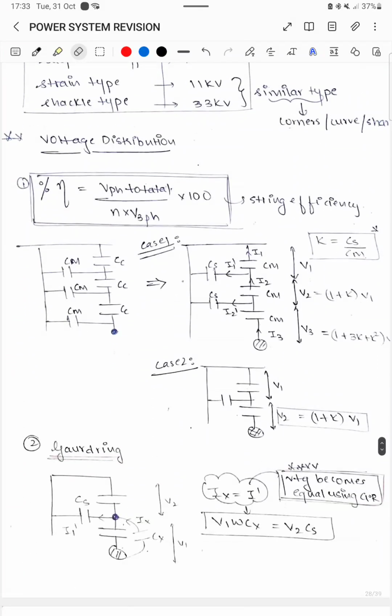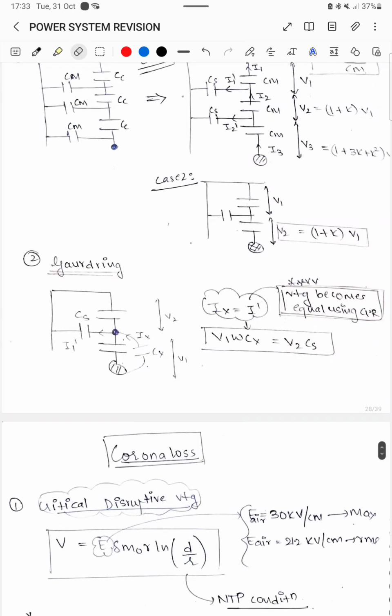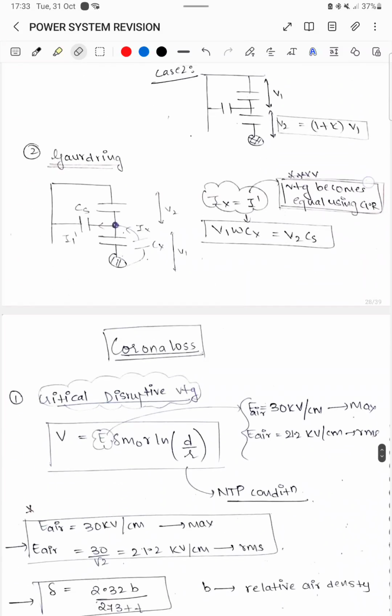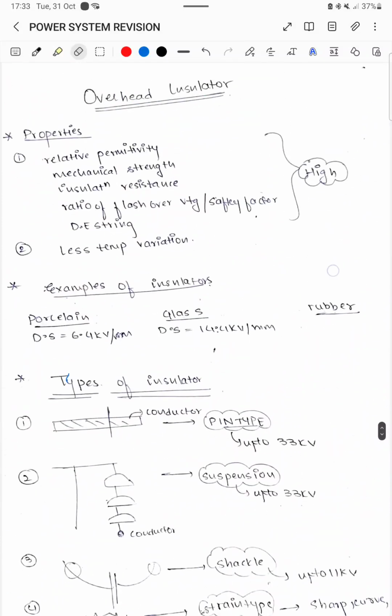Then we will be looking at voltage distribution, and in that we'll be looking at string efficiency calculation. In voltage distribution, we'll be looking at string efficiency, and how voltage is getting distributed, the formula for V1, V2, V3. Then we will be looking at the benefits of guarding. And with that, we will wrap up this particular chapter.